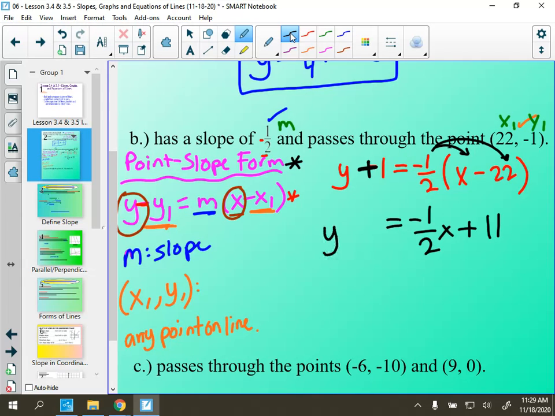And then we still have this y plus 1, but look, it's starting to shape up a little bit. -1/2 x, like that's starting to look like slope-intercept form. The only thing we have left to do is get rid of this number here on the left side, right? If I subtract on the left, I've got to do it on the right. So I end up with y equals -1/2 x plus 10.